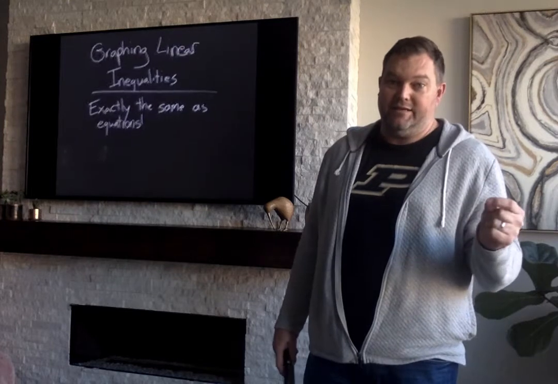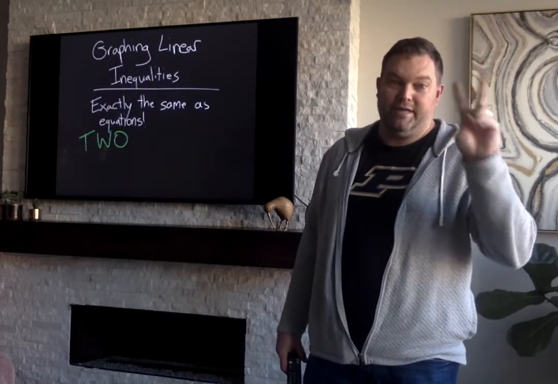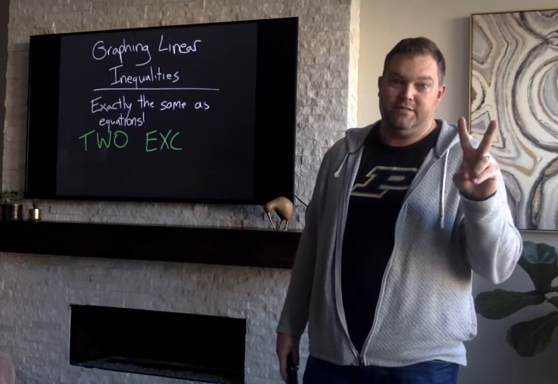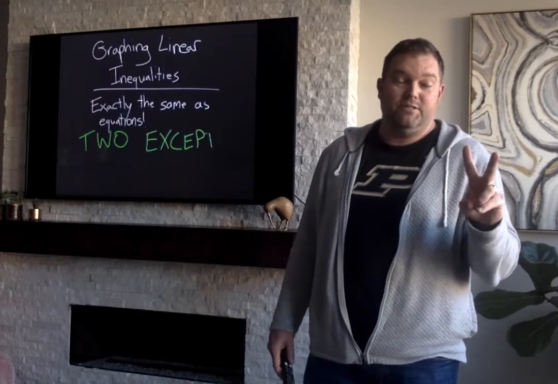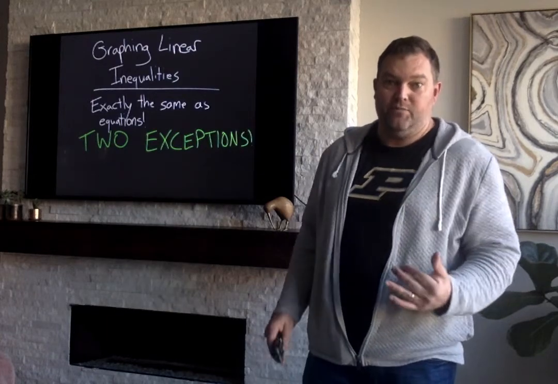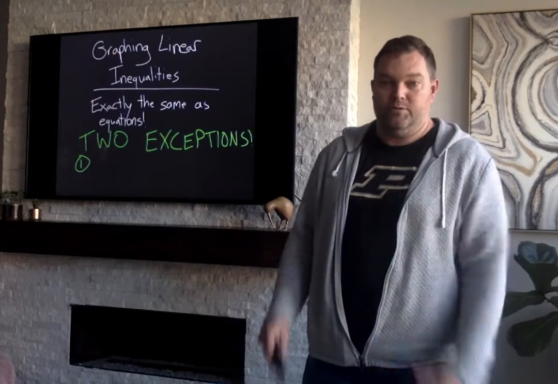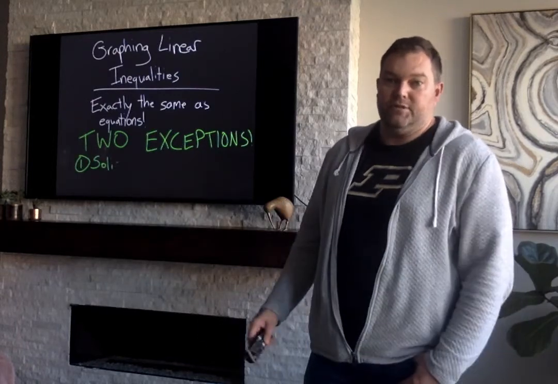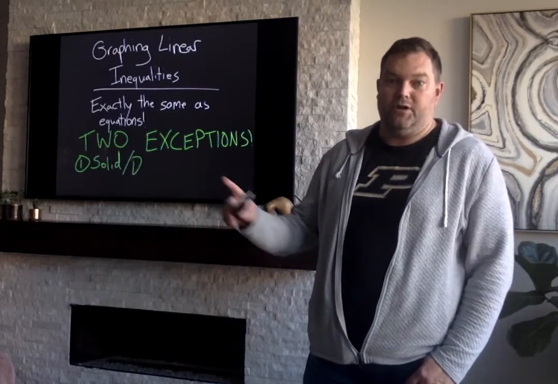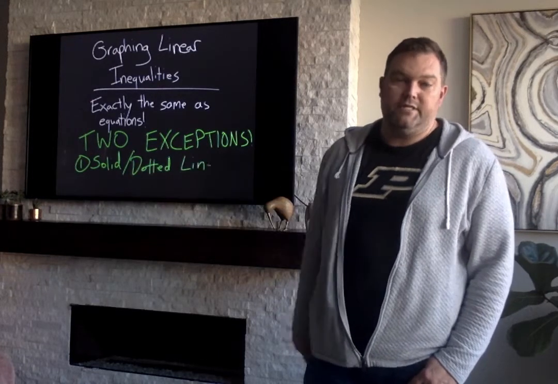But I need you to know that there are two exceptions to this. Okay? So everything is going to be the same. We want to find the y-intercept. We want to find the slope. And then after we've found all of that by doing what we would normally do, we've got to keep these two exceptions in mind. First of all, is the line itself going to be solid or dotted?